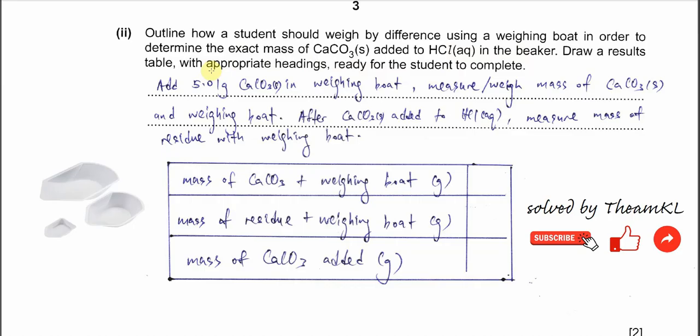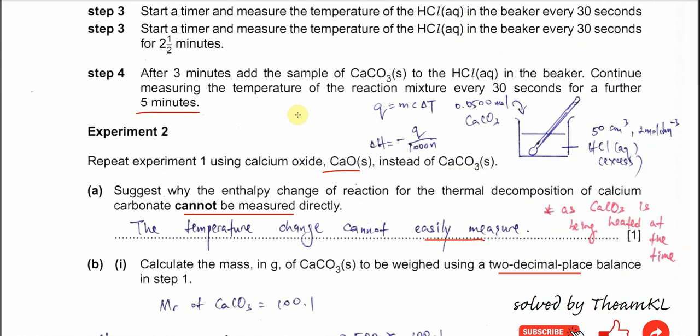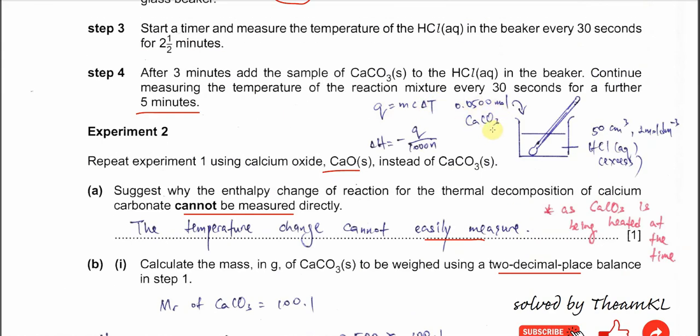So we just add about 5.01 g in the weighing board. After that, we need to weigh the mass of the calcium carbonate and the weighing board. So this is the first mass reading that we must take. Okay, after that, the solid will be poured into the acid like this. So the calcium carbonate in the weighing board is poured into the acid.